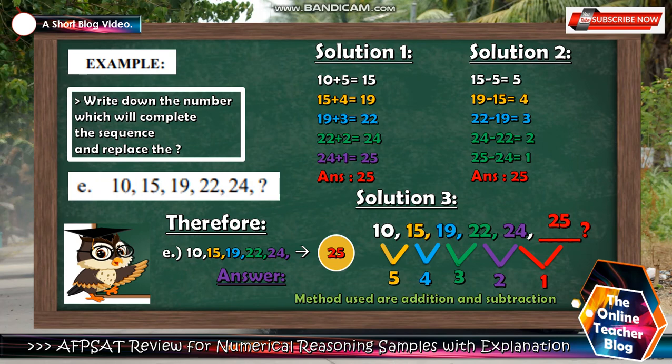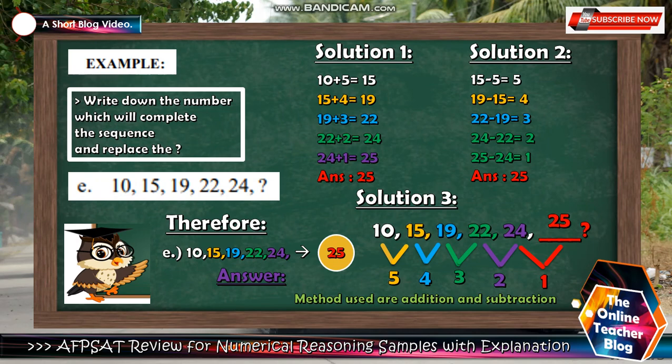So the method that we have here is addition and subtraction. For solution 1, we use addition. So 10 plus 5 equals 15. 15 plus 4 equals 19. 19 plus 3 equals 22. 22 plus 2 is 24. 24 plus 1 equals 25. So the answer is 25.